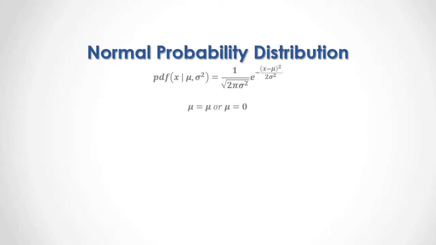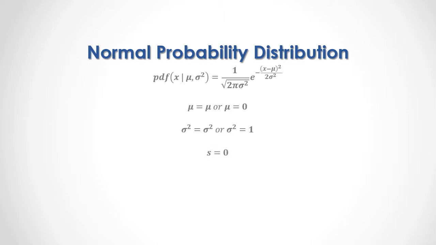Normal probability distribution has a mean equal to mu, and standard normal probability distribution has a mean equal to 0. Normal probability distribution has a variance equal to sigma squared, and standard normal probability distribution has a variance equal to 1.